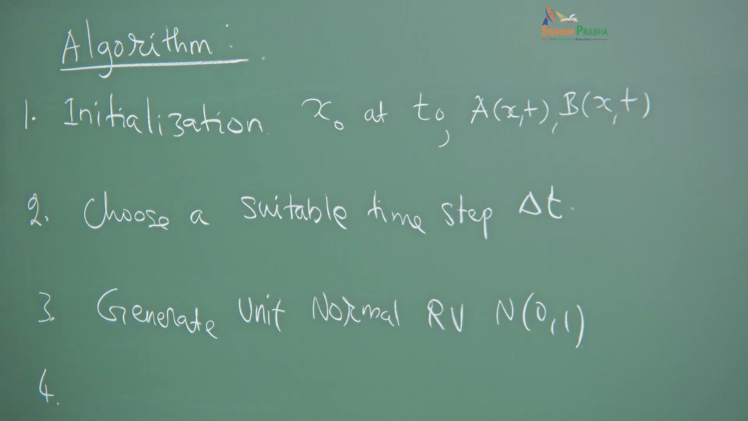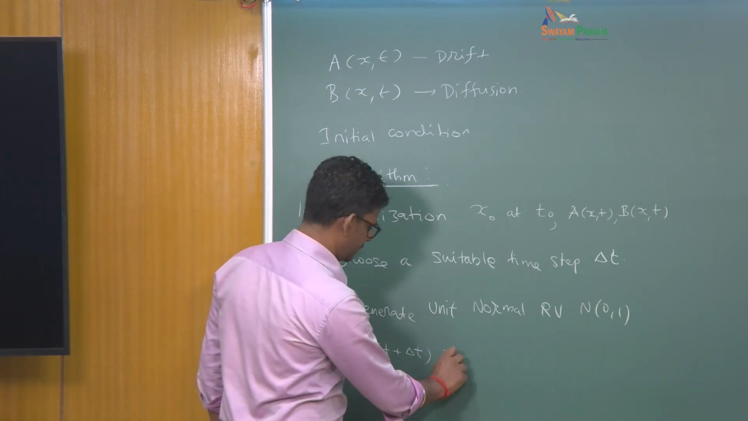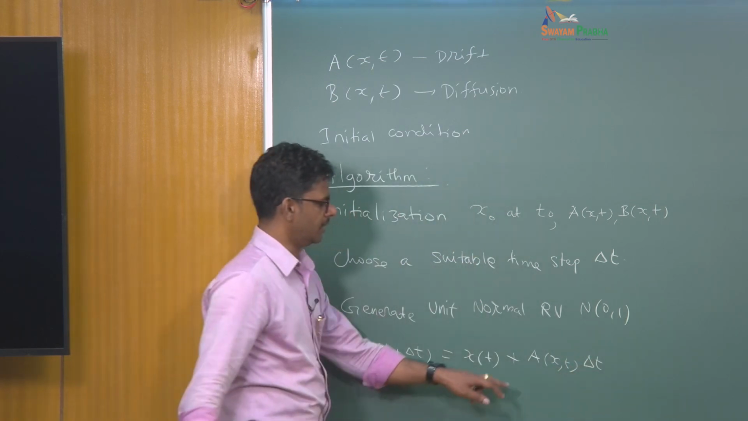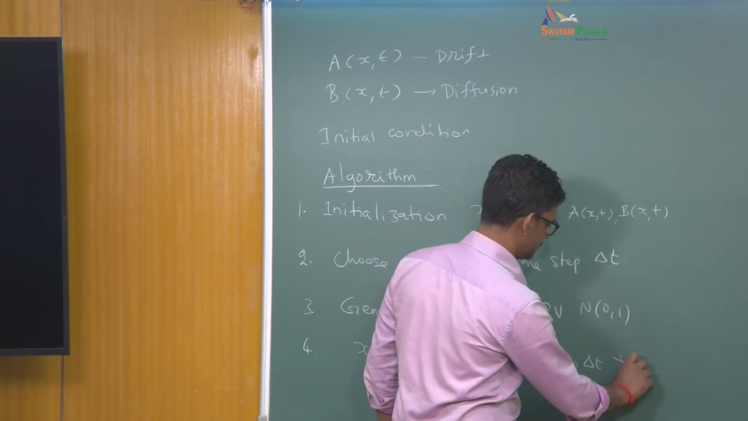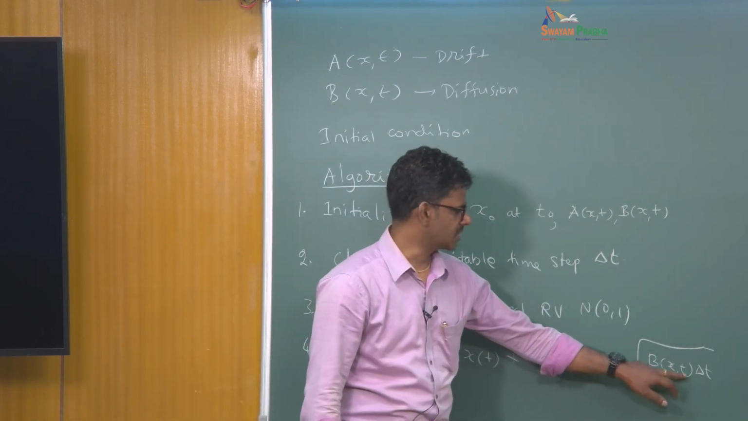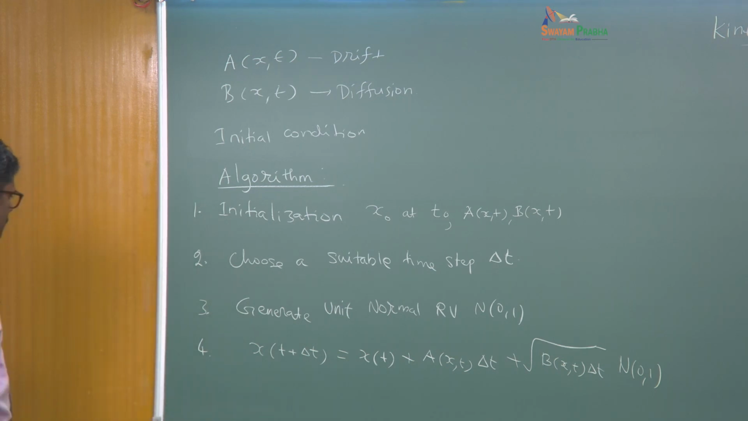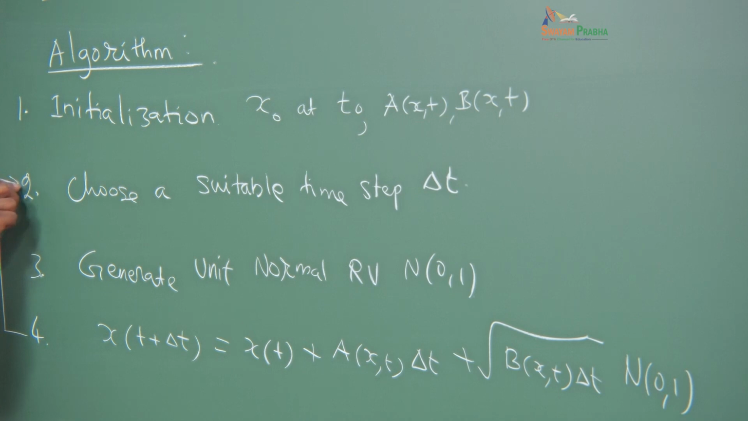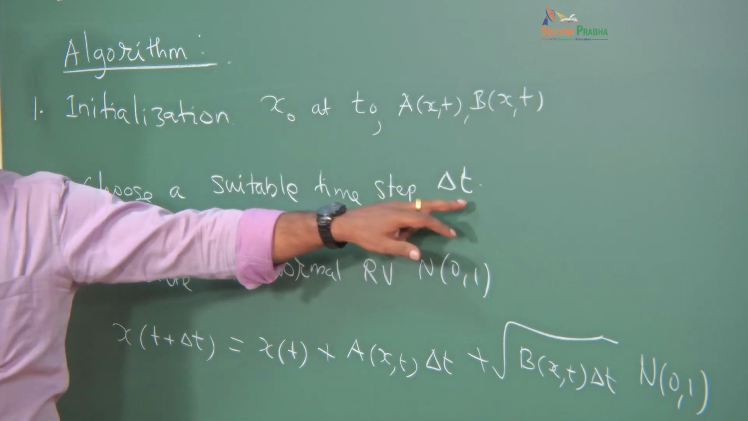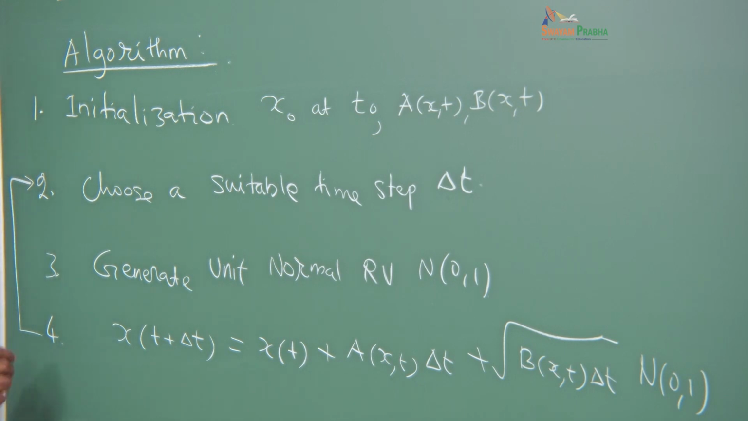Step 4 is where you will update the position: x at t plus delta t is equal to x of t plus a of x comma t times delta t plus square root of b of x comma t delta t, times N of 0 1. And then you will actually be looping here. Once you update this, you will go back and choose another delta t. Sometimes we will see that delta t need not be constant always, it may change in between. Or if delta t is chosen to be constant, you will be only looping between here to here.